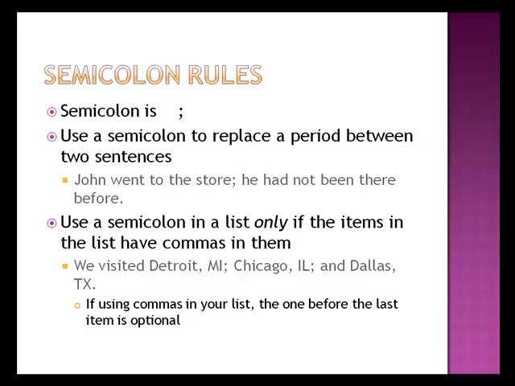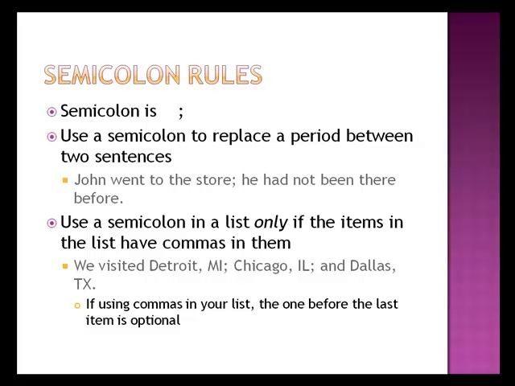Here are some semicolon rules. First, you have to know what a semicolon is. It's the dot and comma together. And I can tell you a very simple way for this rule to be used. It's so simple. Instead of putting a period between two sentences, you put the semicolon, because you wanted the two sentences to be looked at as a single unit. John went to the store. He had not been there before. You could put a period, take the period out, put the semicolon in. That's all there is to it.